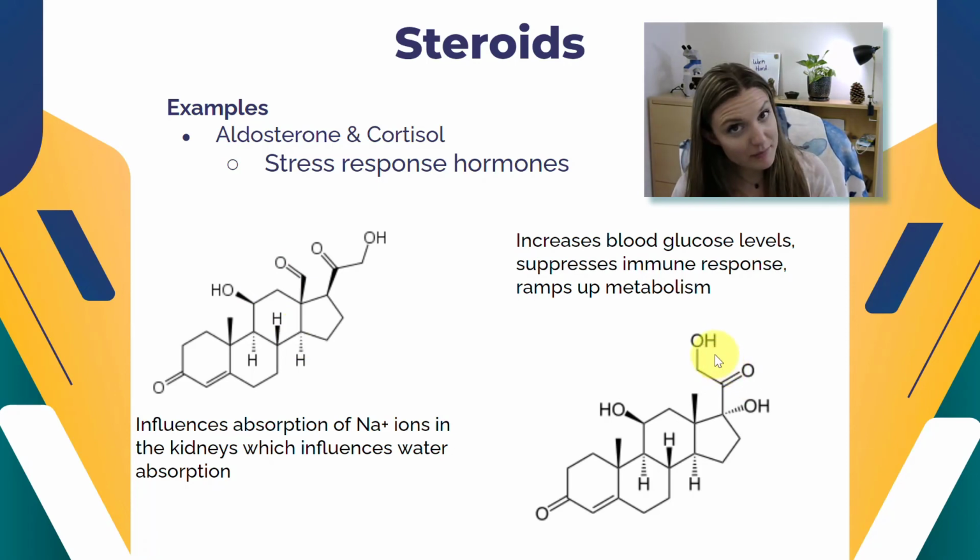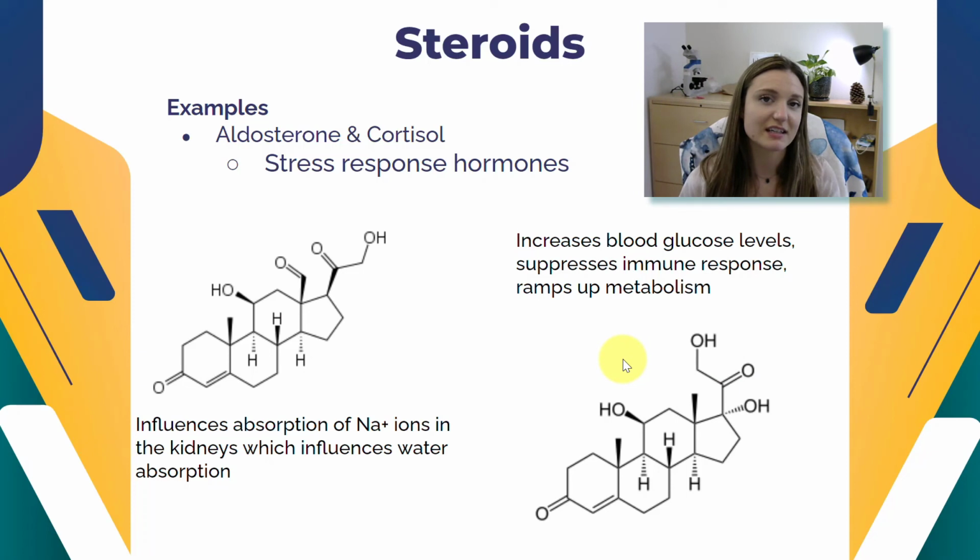Cortisol, even though it's very similar, has slightly different functions and it's going to affect a totally different set of cells. So cortisol helps to increase blood glucose levels, so it helps to break down glycogen in our liver and release that glucose that was stored in glycogen from our liver into our blood. It also helps to suppress the immune response, so it's going to impact our immune cells and suppress their activity. And it also helps to ramp up the metabolism of converting glucose into ATP in a lot of times our muscle cells, but other cells of our body as well.